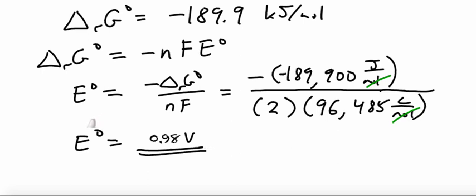So in other words, if all the concentrations of our aqueous species were at 1 molar. So to find the voltage on an actual cell, we'd actually have to know all the concentrations, and that's the subject of the next video.